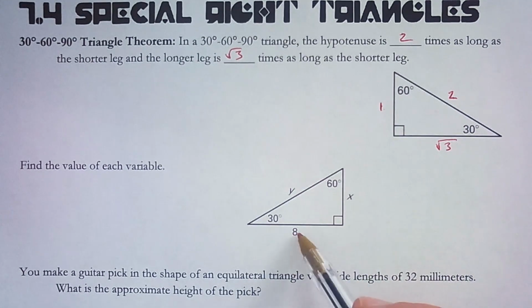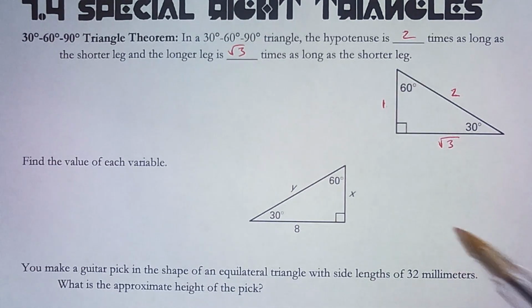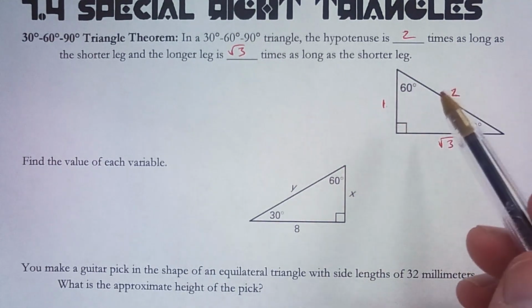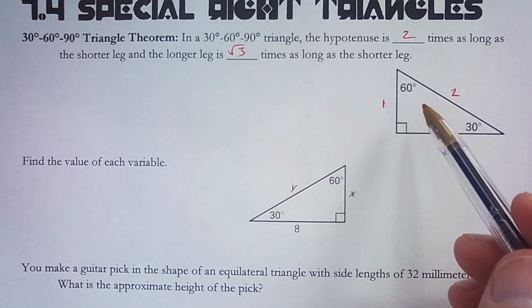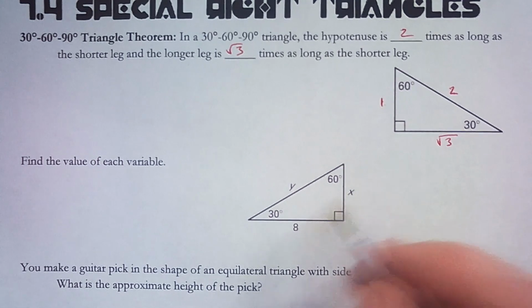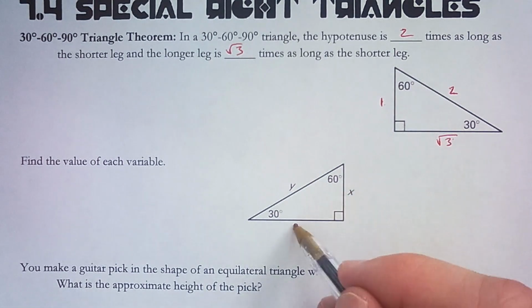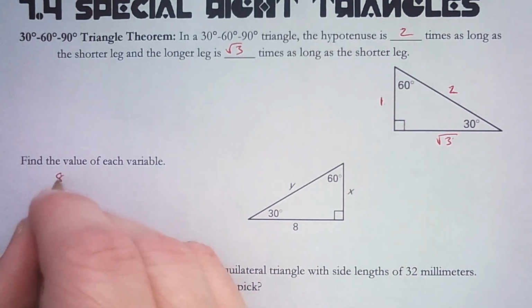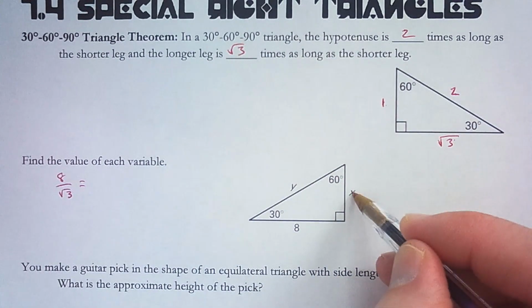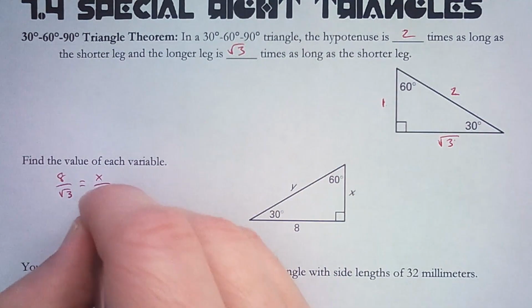So we're going to find the value of each variable, and every 30, 60, 90 is similar by angle to every other 30, 60, 90. Okay, so we have 8 is to the square root of 3. So those are the medium sides. So 8 is to the square root of 3 as x is to 1.